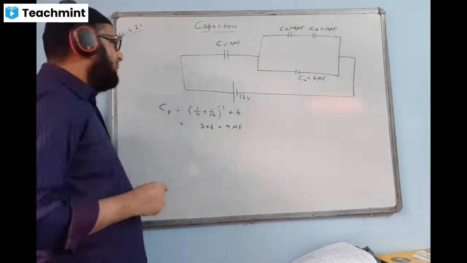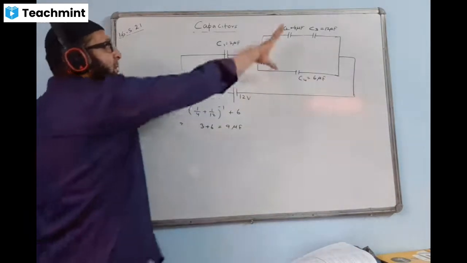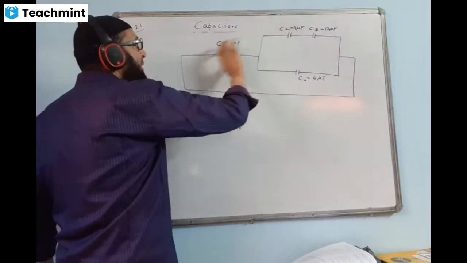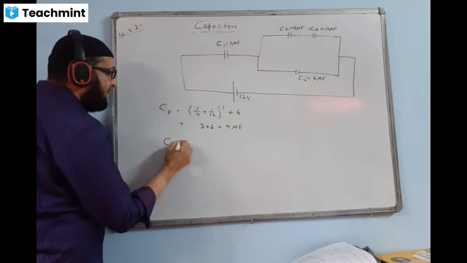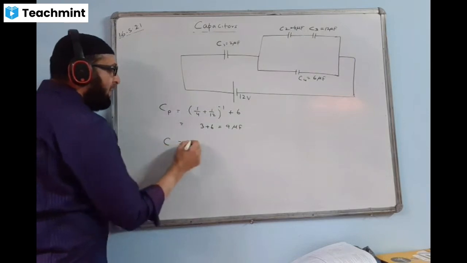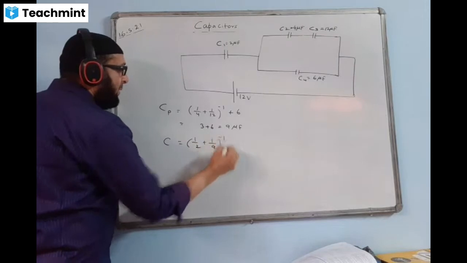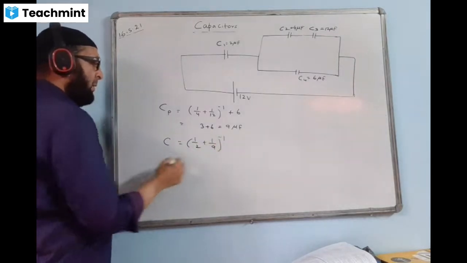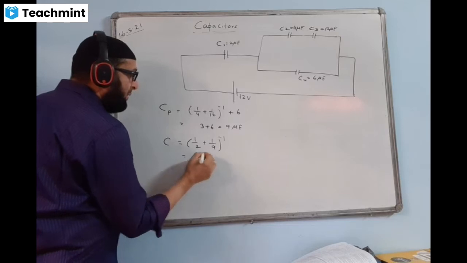9 microfarad. Now this 9 microfarad and these two are in series. So I'll use that formula, capital C, the total capacitance, that will come 1 by 2 plus 1 by 9, inverse. Now the LCM is coming.